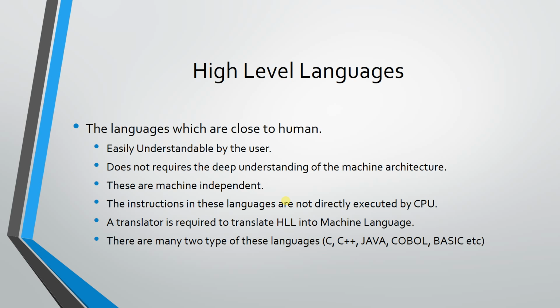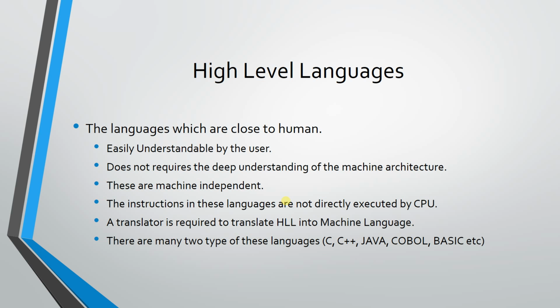So what are the high level languages, or the human readable languages? The languages which are very close to the human, the user or the programmer. These languages write instructions in the form of English-like words, so they are very easily understandable by the user. It does not require deep understanding of the machine architecture, because these languages do not work in the form of zeros and ones, so we don't have to understand the complete architecture of the computer. We just have to understand a little bit about it.